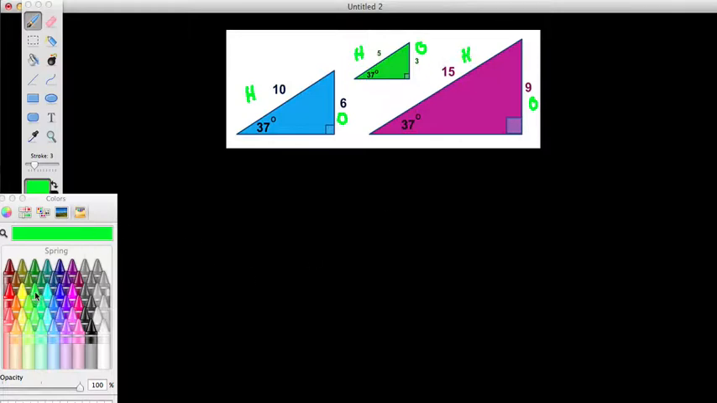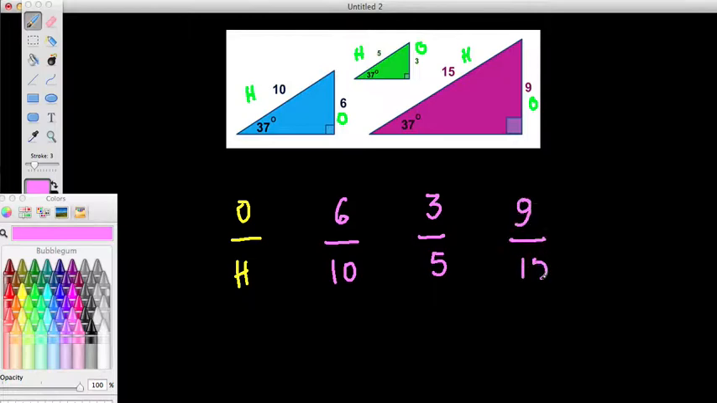What I'm going to do is have a look at the value of O over H for each of these. So the opposite side over the hypotenuse side for each of these triangles. So for this one here, we have 6 over 10. This one here, we have 3 over 5. And this one here, we have 9 over 15. Are these equal? Yes, they are. They're all the same.